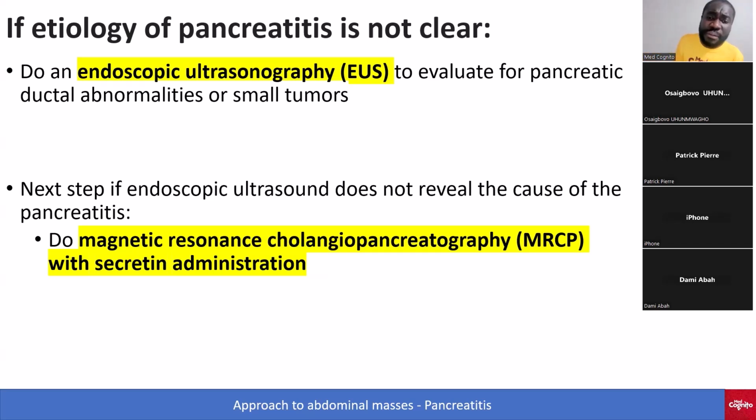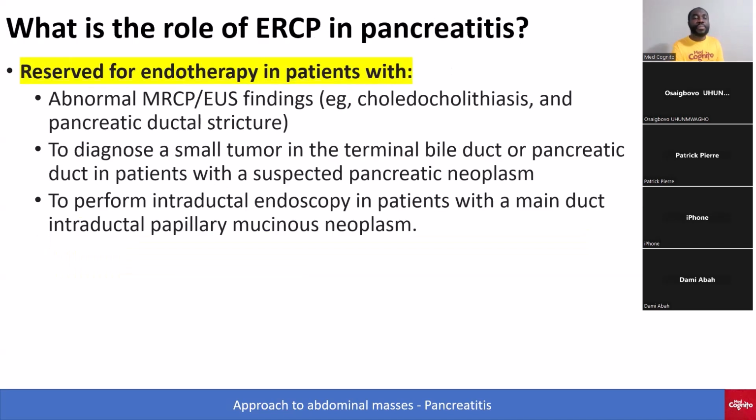If that is more than 2:1, I'm thinking that alcoholism is what has caused this guy's pancreatitis. Okay. However, if I do all my investigations, I'm not really getting anything clear, then my next best step would be to do an endoscopic ultrasonography. Now, if the endoscopic ultrasonography comes back normal, then my next step is magnetic resonance cholangiopancreatography and secretin administration. So you realize that it is step by step by step. And that is why you need to know that concept.